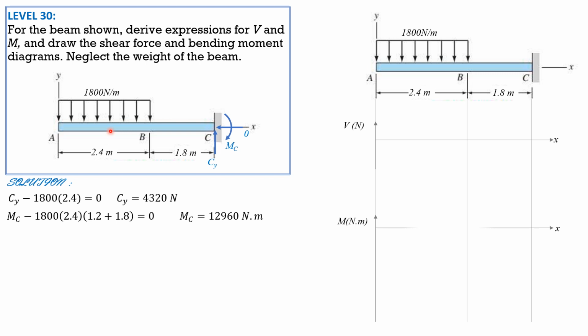First, on section AB at distance x. So we imagine we have shear here. So shear AB is negative 1800 times x. That is for 0 less than or equal to x less than or equal to 2.4. But to be safe, 0 less than x less than 2.4. The shear curve is continuous in this case.